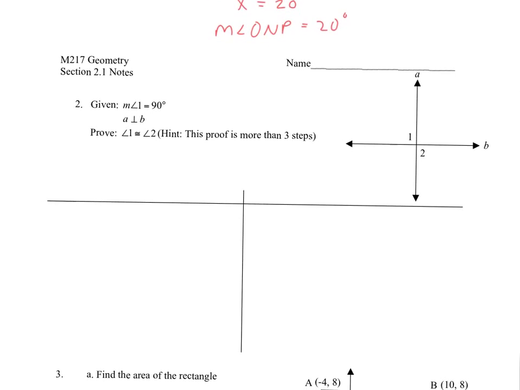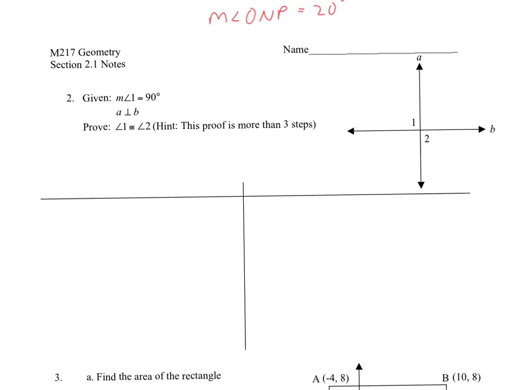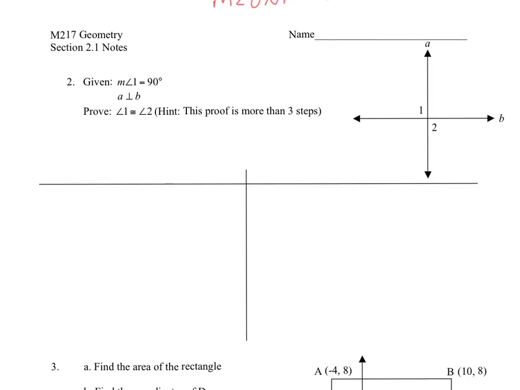Okay, so now some proofs. This chapter is very proof heavy. You're excited. So number 2, given that the measure of angle 1 is 90 degrees, and A is perpendicular to B, we want to prove that 1 is congruent to 2. Now, remember, a 90-degree angle is not congruent to a right angle. A 90-degree angle is congruent to a 90-degree angle, and a right angle is congruent to a right angle. So that's why it says this proves more than 3 steps.